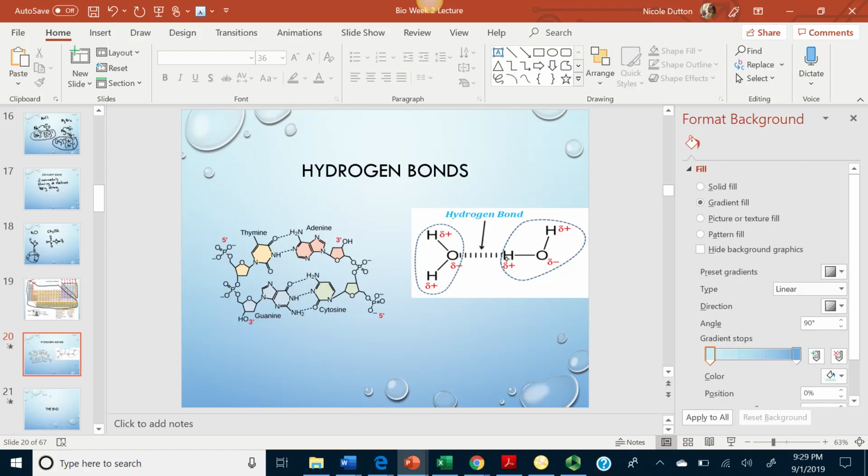But hydrogen bonds, again, exist between a hydrogen and a neighboring electronegative atom that's covalently bonded to something else. So this is not a covalent bond. It's pretty weak. It's just an interaction that happens. But it's not too weak.